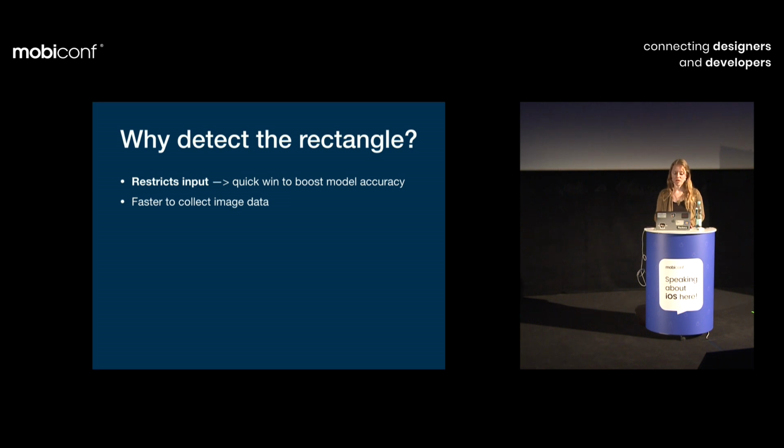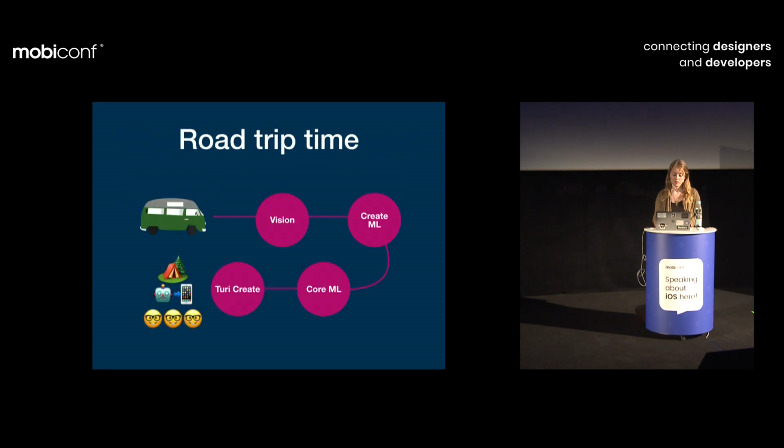So I just mentioned it, but why would you detect the rectangle first? Restricting the input is going to be a very quick win to boost the model accuracy. And then additionally, it's going to be faster to collect the image data so that you can just take images that are restrained to that box. Also, data collection is usually one of the more laborious parts of machine learning. It's oftentimes not the algorithm portion. It's collecting the data. So this is something you really want to keep in mind.